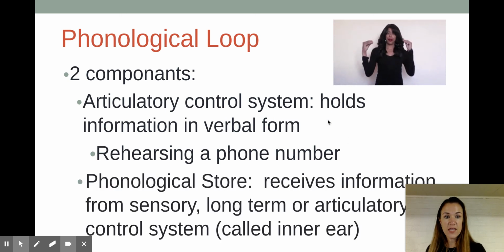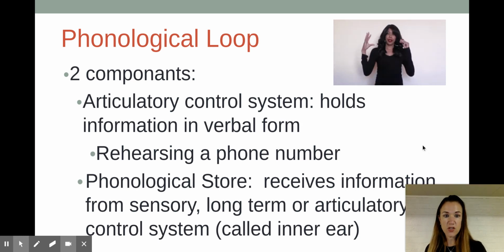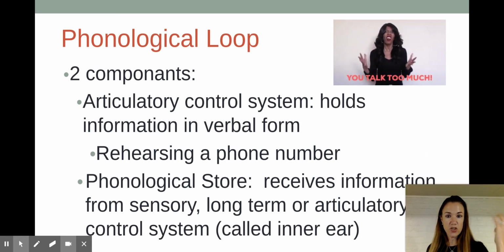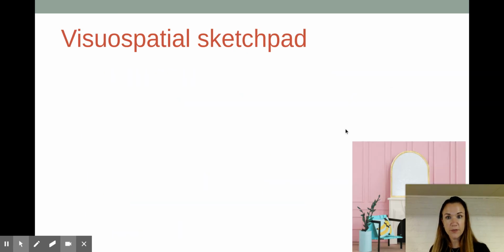And then there's a phonological store. This phonological store receives information from sensory, long-term, or articulatory control. And this is called your inner ear. And that's where you store these different things. So that is the phonological loop. It's the hearing part of the working memory model.